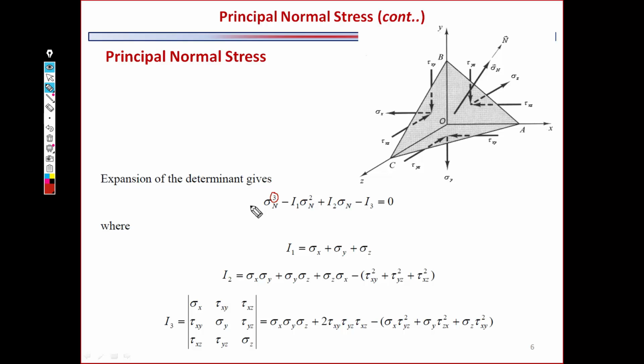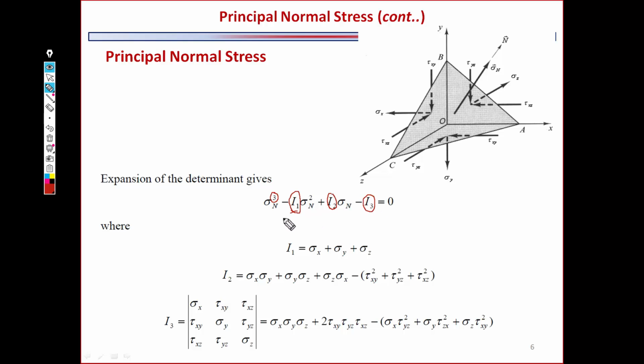Of the three values, the maximum value will be known as the maximum principal normal stress, the minimum value will be known as the minimum principal normal stress, and the middle value, sigma 2, will be the intermediate value. In order to make this equation compact, three notations are given: I1, I2 and I3.